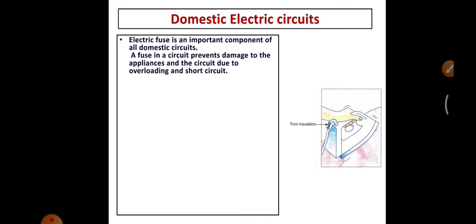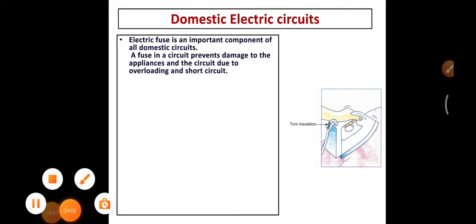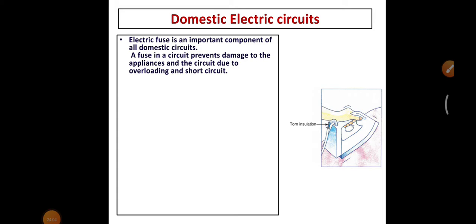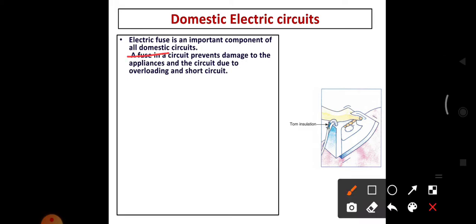You know that the electric fuse is a very important component in all domestic electric circuits. A fuse in a circuit prevents damage to the appliance and the current due to overloading and short circuit. What are the uses of a fuse? The fuse is a very important component in all domestic circuits because it prevents damage to the appliance from overloading and short circuiting. What is meant by short circuit and what is meant by overloading?